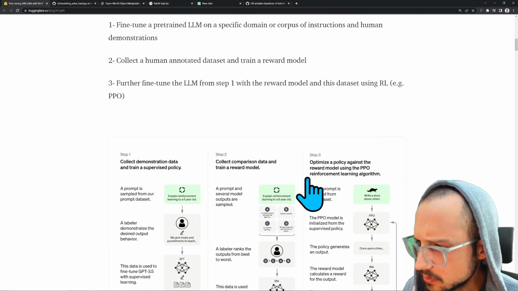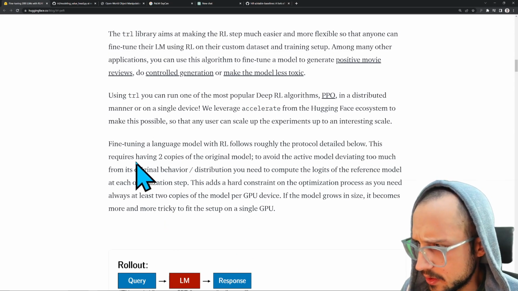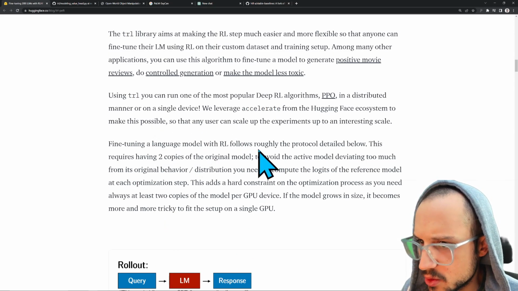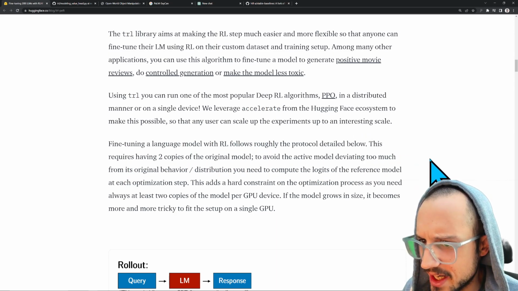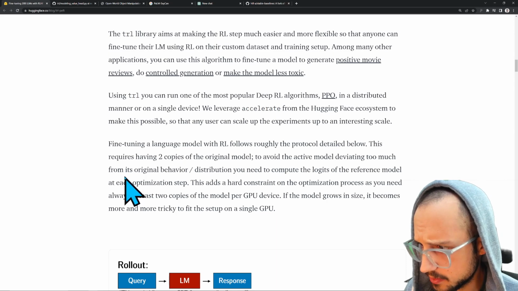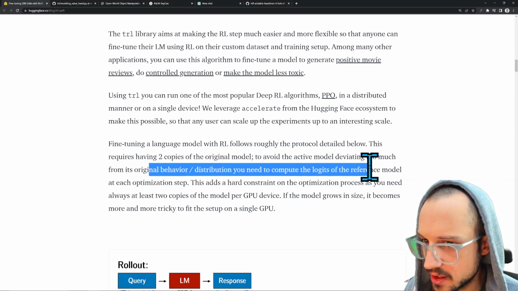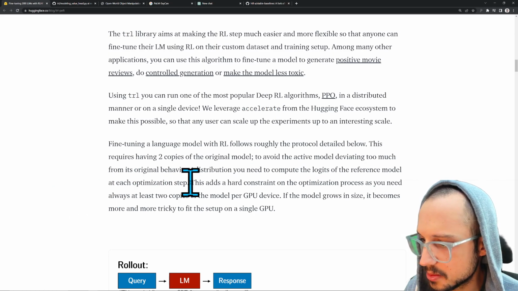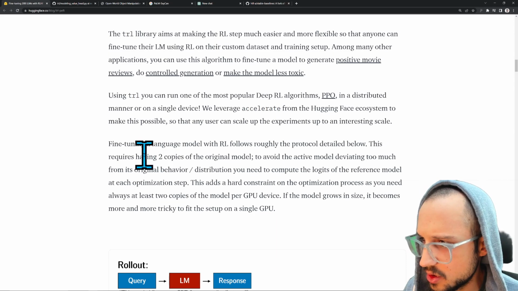Okay, let's get back to the article here. Fine-tuning a language model with RL follows roughly the protocol detailed below. This requires having 2 copies of the original model to avoid the active model deviating too much from its original behavior. You need to compute the logits of the reference model at each optimization step. Okay. Having 2 copies of the original model.